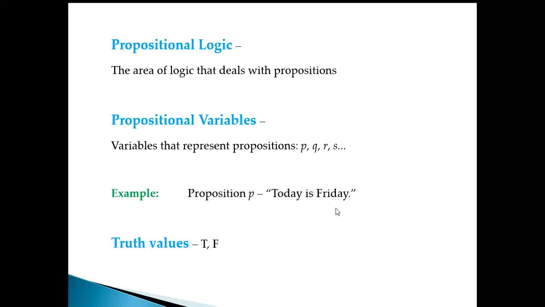So now, what are truth values? We have only two truth values, that is, either true or false. So our truth values are true or false, and we denote them by true or false. Clear? Next, we use the connectives.